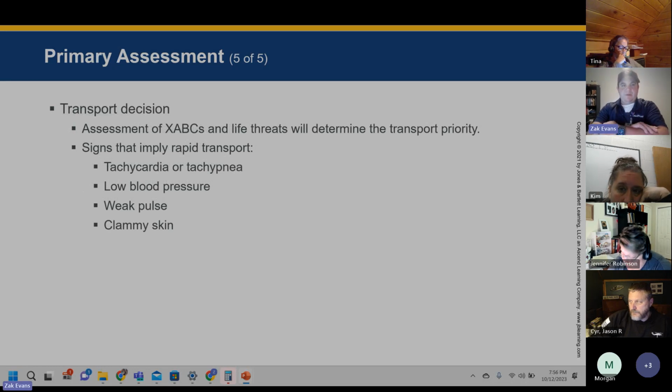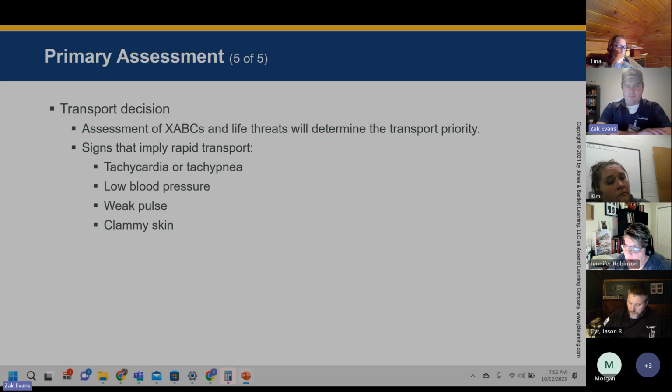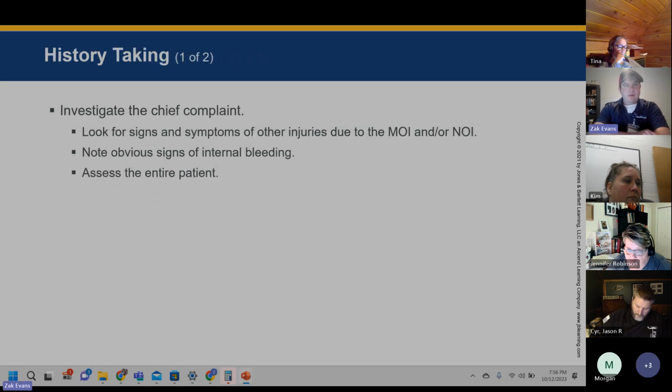You're going to make your transport decision. You're going to assess the ABCs, life threats, and determine the transport priority. Signs that imply rapid transport: tachycardia, or rapid breathing, tachypnea, low blood pressure, weak pulse, and clammy skin. You're going to investigate the chief complaint. You're going to look for signs and symptoms of other injuries, note obvious signs of internal bleeding, and assess the entire patient.